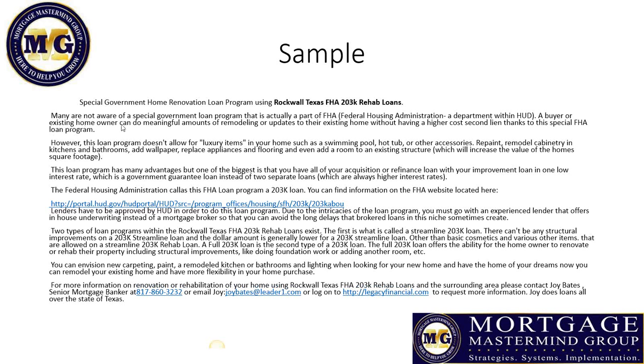A buyer or existing home owner can do meaningful amounts of remodeling or updates to their existing home without having a higher cost second lien, thanks to this special FHA loan program. So I've given a benefit already right off the bat. First paragraph, there's a benefit. Boom. Right off the bat. However, this loan program doesn't allow for luxury items in your home, such as swimming pools, hot tubs, or other accessories. Repaint, remodel cabinetry in kitchens and bathrooms, add wallpaper, replace appliances and flooring, and even add a room to an existing structure, which will increase the value of a home's square footage.